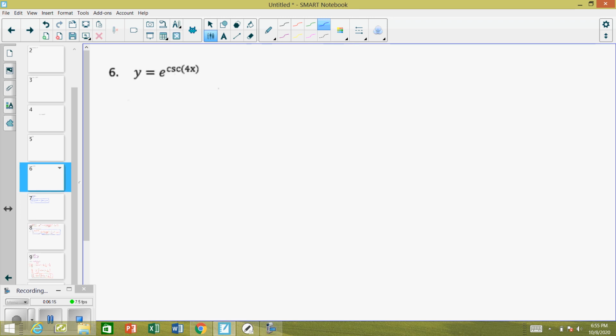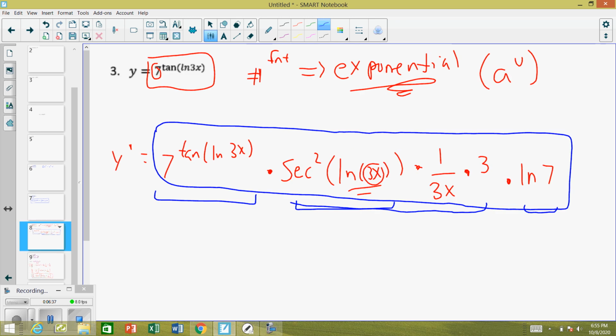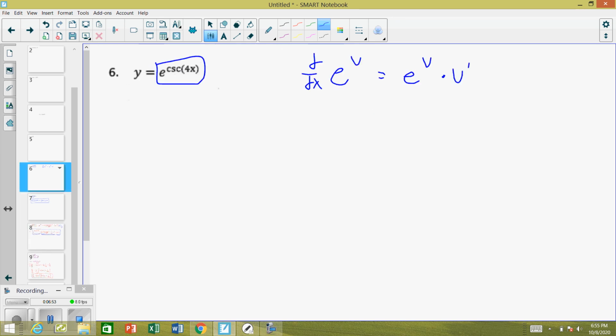Now look at this. We have e to the cosecant of 4x power. Now remember that with e to u, the derivative of that is equal to e to the u times u prime. That's how we take the derivative of e to the u. That's one of our rules. And just to refresh you down here, the derivative of a to the u is the same thing. It's a to the u times u prime, but we just had to multiply by the ln of a. That's the extra step if the base isn't e. And we have those 3 steps right here. All right, let's keep going.